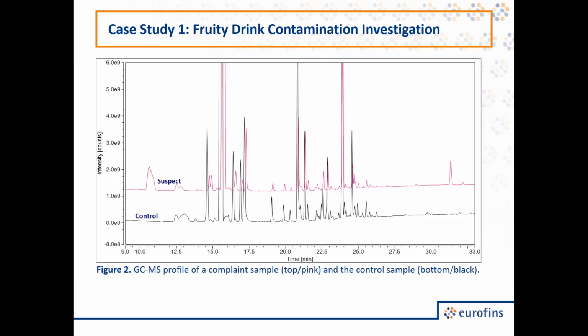So this is our first set of actual sample chromatograms that I'm showing, and we have a control sample which had a normal appearance and aroma on the bottom in black, and then our suspect possibly contaminated sample was on top in pink. So when we analyze these samples, we're generating a huge amount of data.